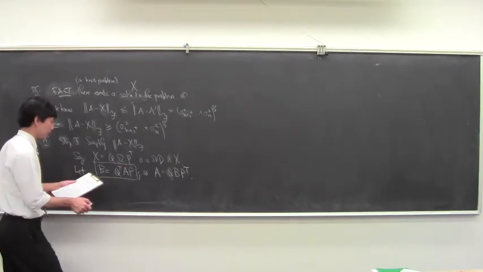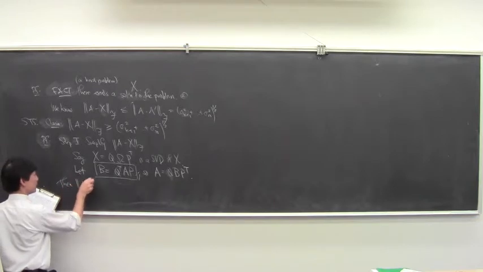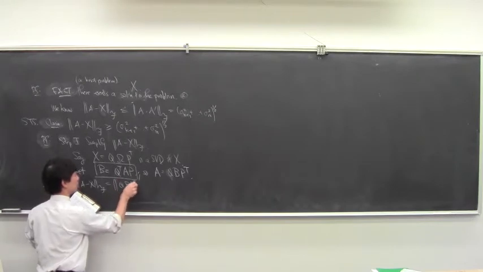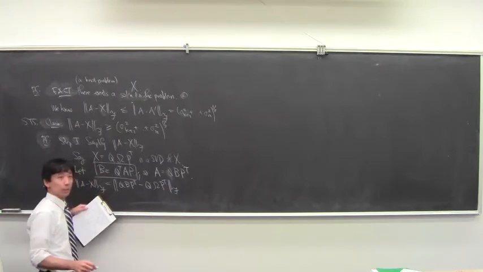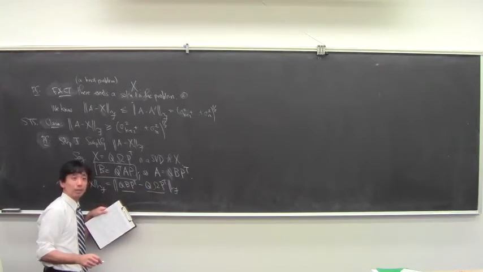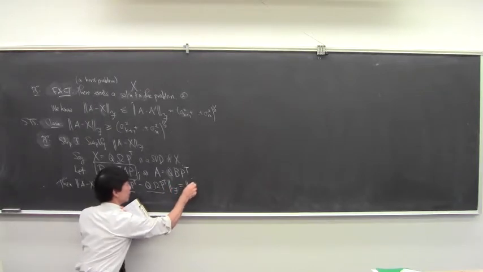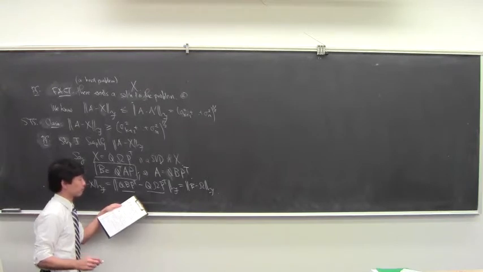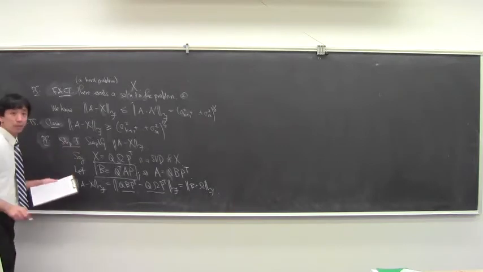The advantage of doing that is that if we look at the thing we're trying to simplify, that's going to be the Frobenius norm of A minus X. And you see what we're going to do: we're going to peel off the orthogonal matrices. So this is going to be B minus omega. So that's step one.